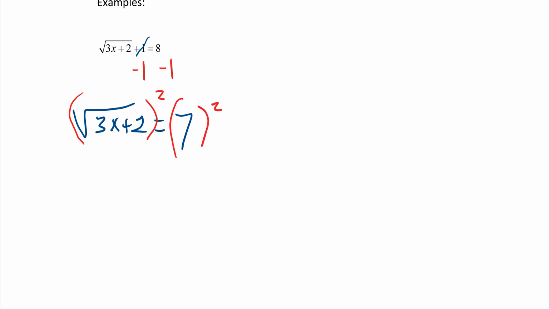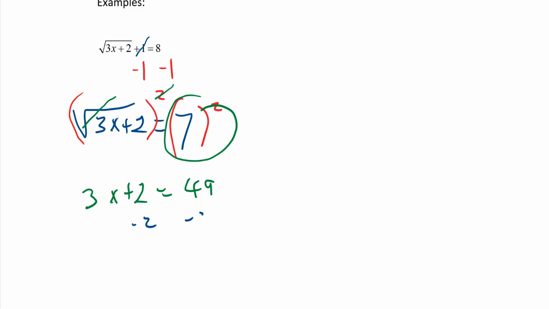Now be careful with this. Maybe I'll leave this comment for a little bit later. So let me just continue with the problem. The square cancels the square root. We get 3x plus 2. And 7 squared is 49. And then you know how to solve that. I'll go through the details, but you know how to solve that.